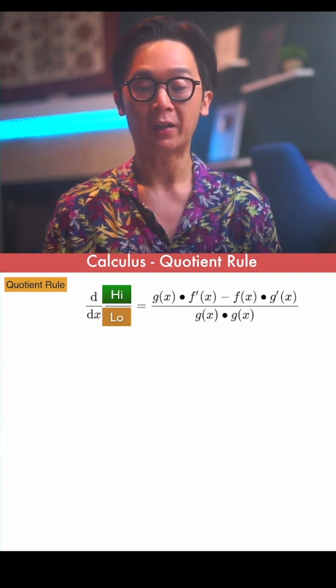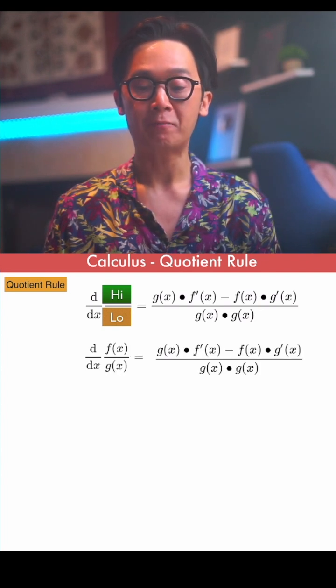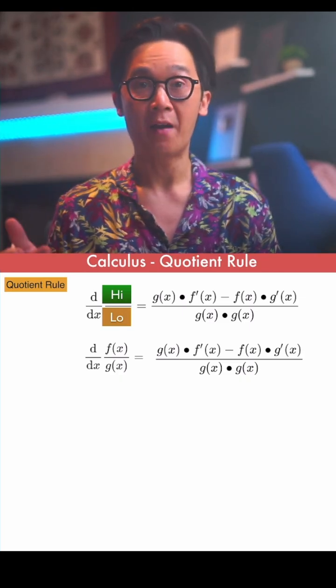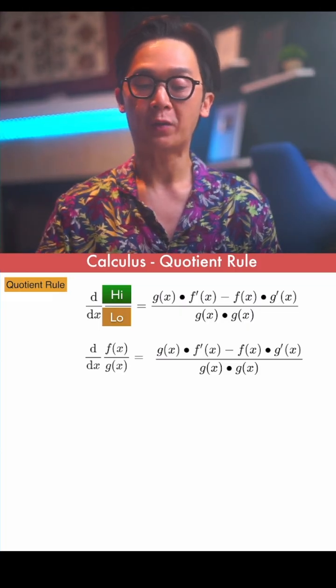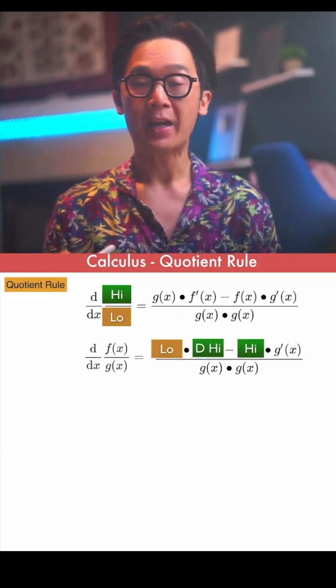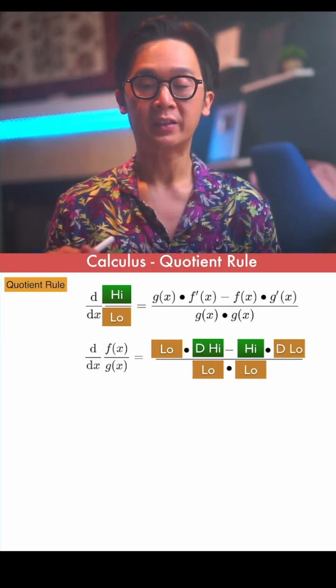So g of x will be low, and the derivative of f of x, f prime of x, will be d high, or the derivative of the function on the numerator. So it goes something like this: low times d high minus high times d low, all over low times low.